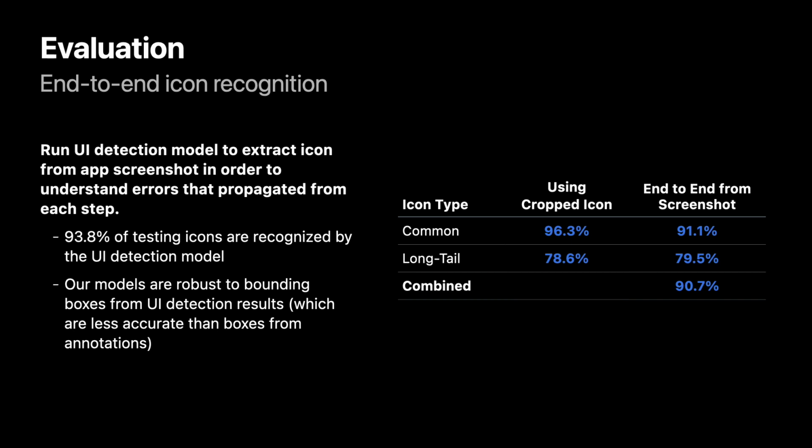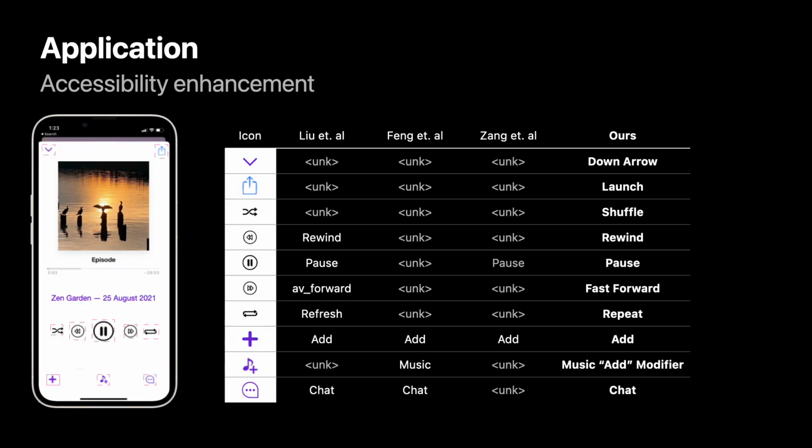We first evaluate models on icons cropped by annotations, which have very accurate bounding boxes. Our common icon classification model achieves 96.3% accuracy, and the long-tail model achieves 78.6% accuracy. Then, we perform an end-to-end evaluation on icons cropped by UI detection results on screenshots. Our system still achieves similar accuracy, which indicates our models are robust to less accurate bounding boxes from UI detection results. One potential application of our work is accessibility.